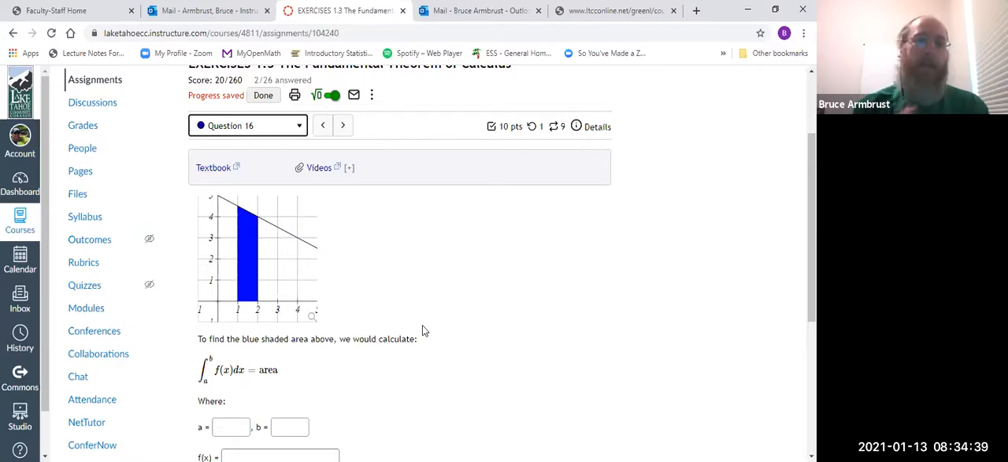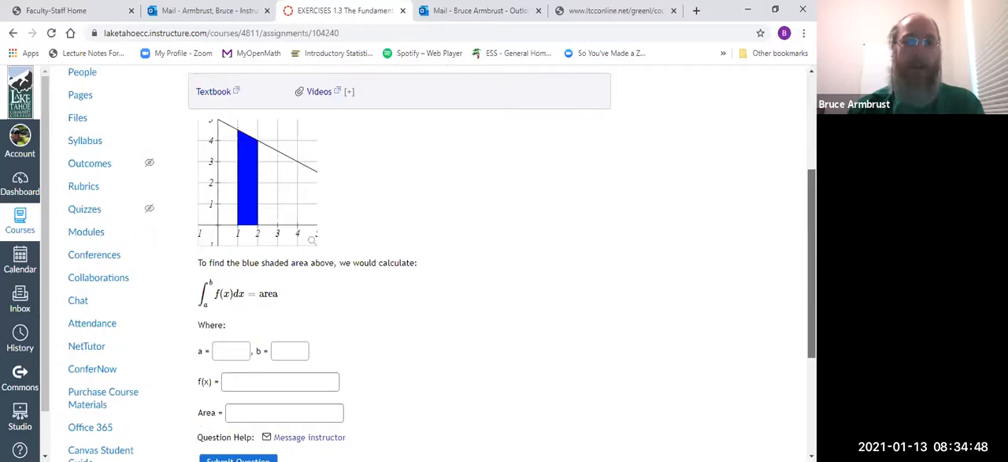All right, so this one's asking us to find the blue shaded area. It says we're going to calculate this integral. And basically what it's asking us to do is figure out a and b, so what the bounds on the integral should be, the function that we're integrating, and then lastly, what the actual area is. All right, so let's start with the lower and upper bounds. How do you figure out what the lower and upper bounds are here? Or what would they be? What's A and what's B?